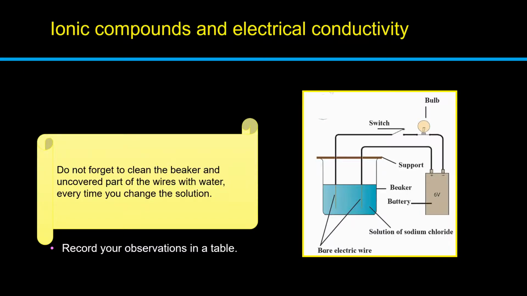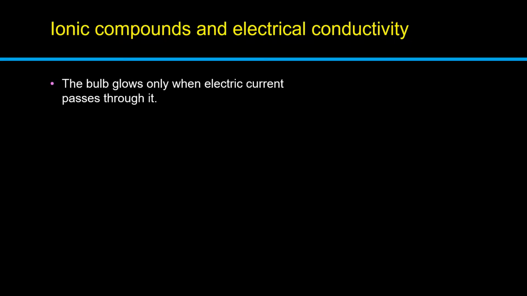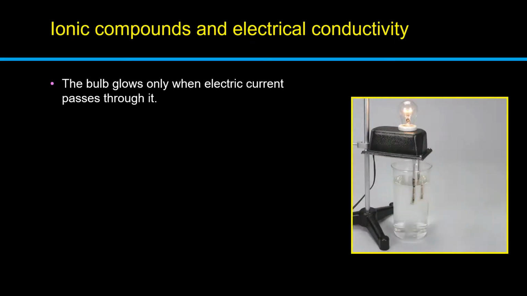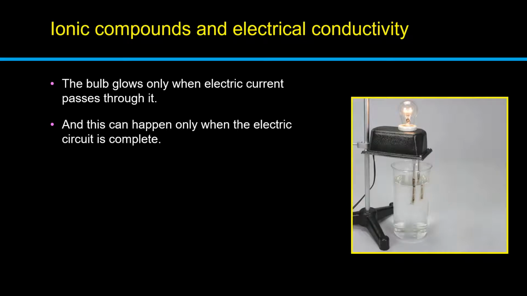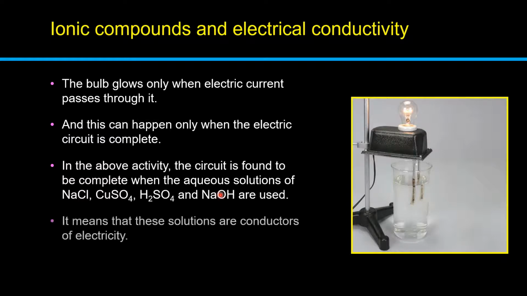Keep that in mind. Children, we know that the bulb can glow only when current passes through it. Yes or not? And this can happen only when the electric circuit is complete. In the above activity, the circuit is found to be complete when the solutions of sodium chloride, copper sulfate, sulfuric acid and sodium hydroxide are used, not with the other compounds. It means that these solutions are conductors of electricity.